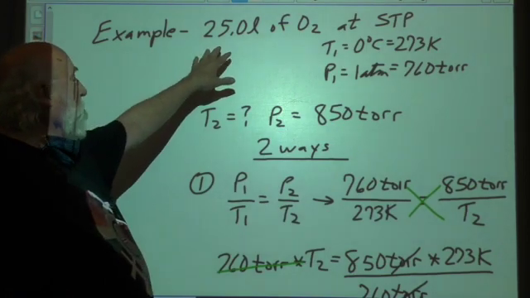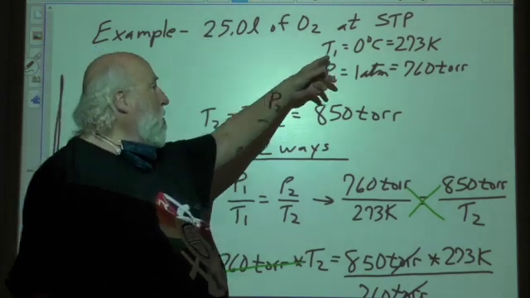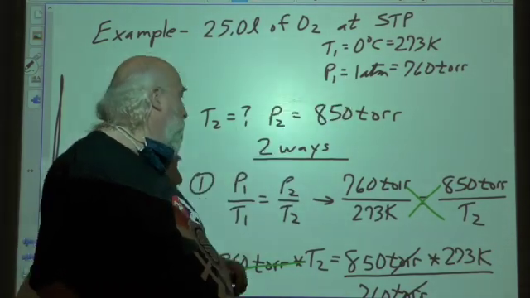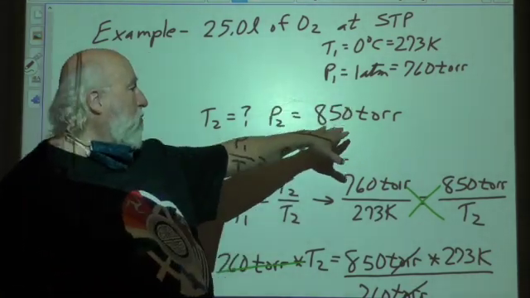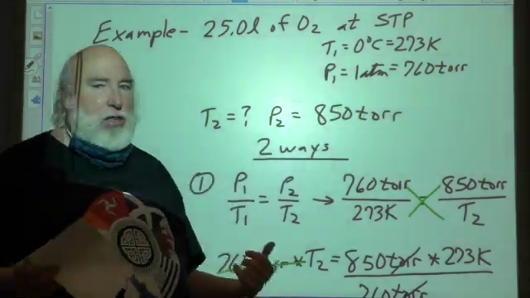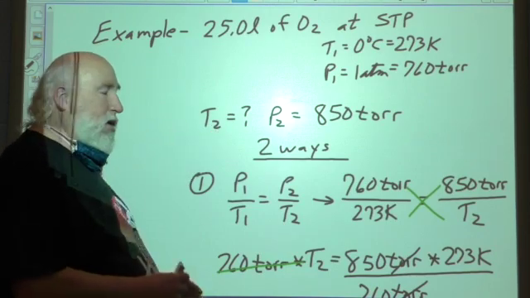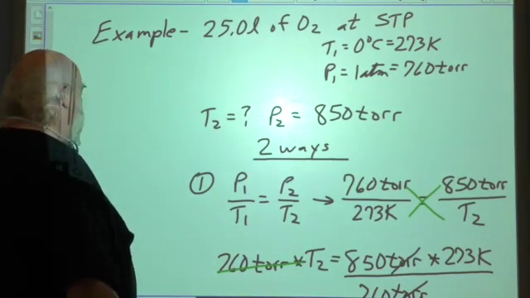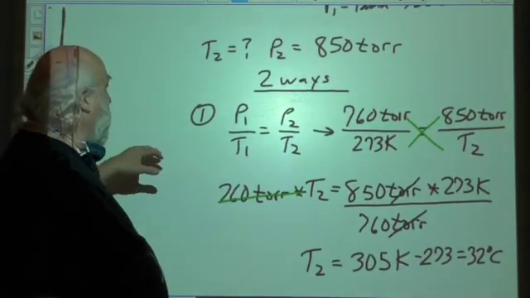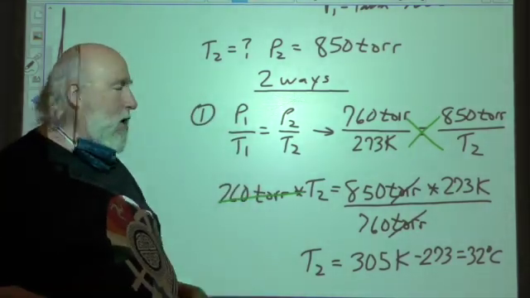First example, we have 25 liters of oxygen at STP. That means T1 is 0 degrees Celsius or 273 K, and P1 is 1 atmosphere. But since the second pressure is 850 torr, we have to change that 1 atmosphere over to 760 torr so that we have the same pressure units on both sides. And we're going to solve for T2. Now there are two ways to do this problem. The first way is by ignoring the volume because it's constant. We don't have to worry about it.